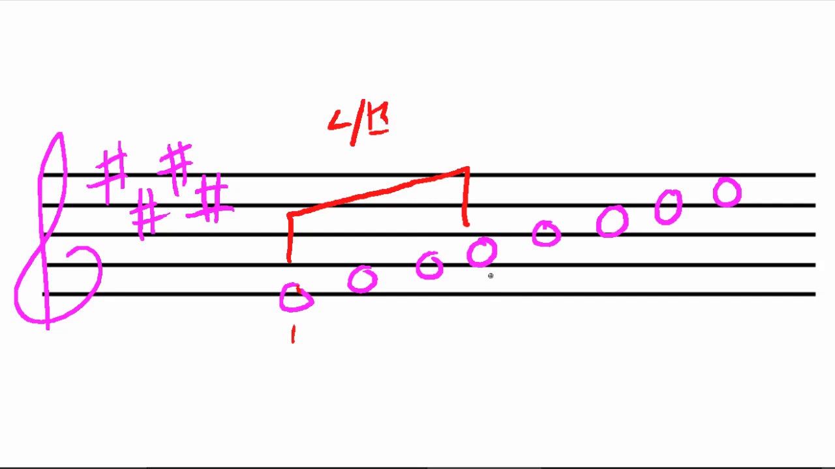You can also count up just on the staff. You don't have to visualize the major scale, but this is a great way to do it to be really accurate. How about the distance between E and B? That's a fifth.